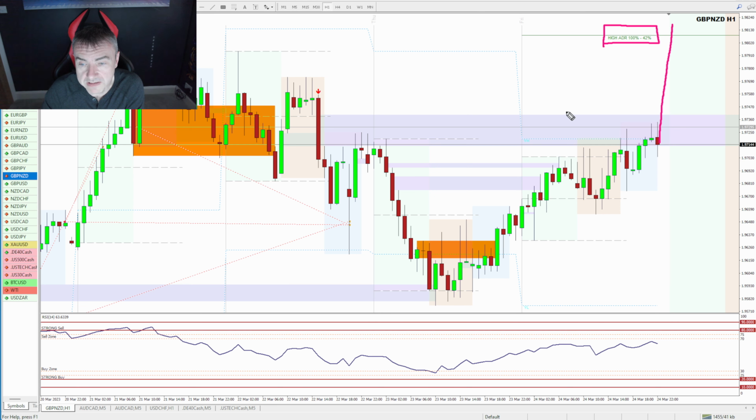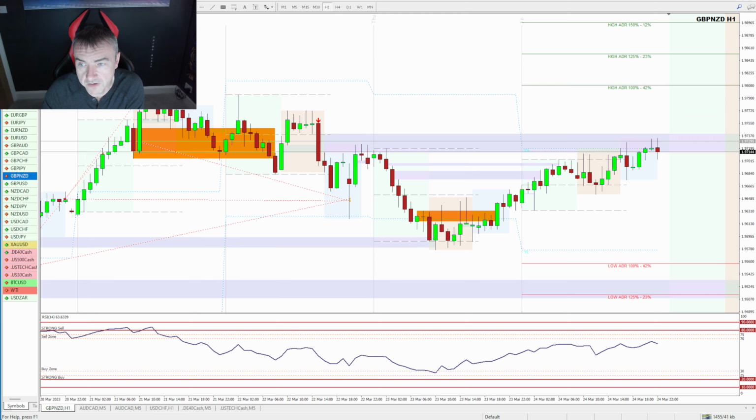And every time we get extended beyond the average daily range of the instrument, you'll see that the odds of it progressing any further are minimized. So here we go. 100% ADR is 42%, meaning that 58% of the time we stay within average daily range. 42% of the time we push beyond it. 23% of the time we push beyond 125, 12% of the time we push beyond 150, and so on.